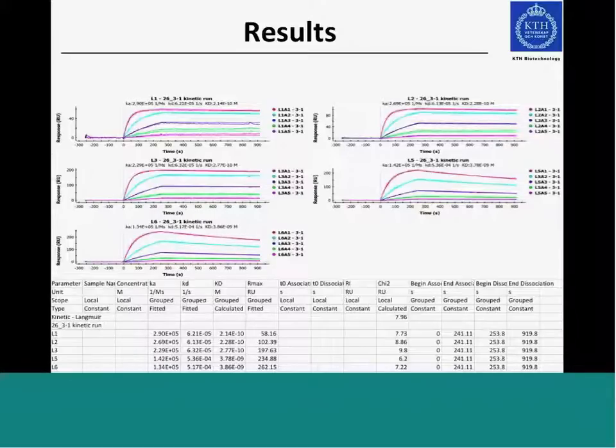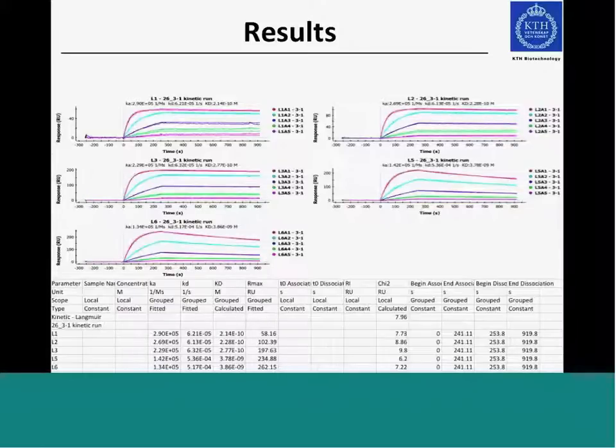So that's a very nice example. You see that the kinetic data is actually quite similar between the surfaces, so in this injection, you can easily calculate the standard deviations and use that for publishing, so that's very nice in this case.